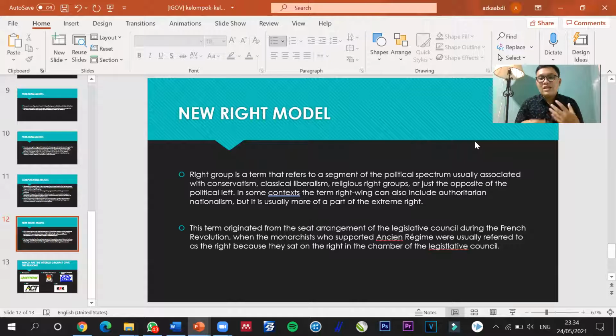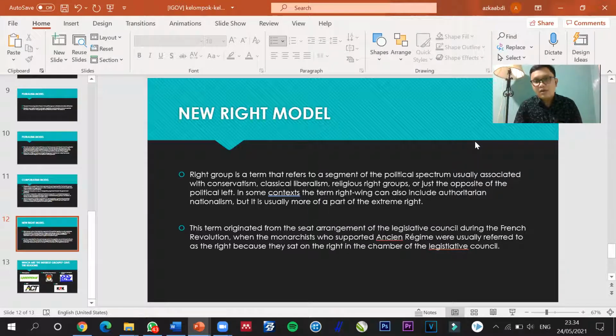This term originated from the seat arrangement of the Legislative Council during the French Revolution, when the monarchists who supported the ancient regime were usually referred to as the right because they sat on the right in the chamber of the Legislative Council.